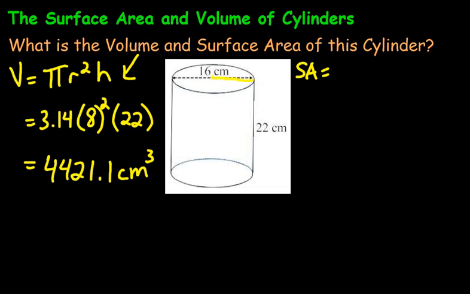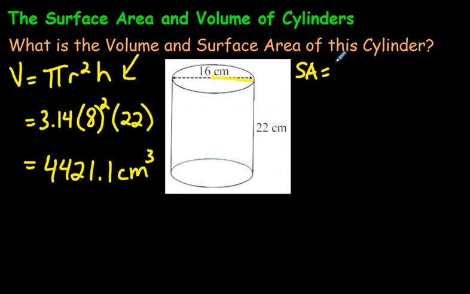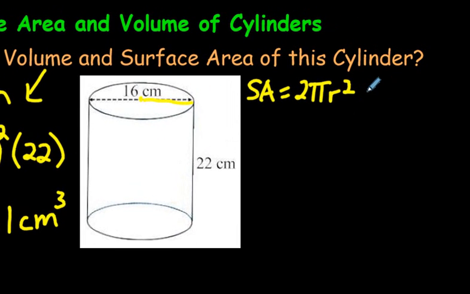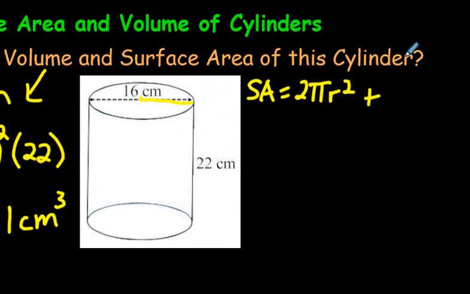Okay, surface area. What is the surface area of a cylinder? Let's look at the formula. 2 pi r squared, so let's write that down. 2 pi r squared, I'm afraid I'm going to run out of room, plus 2 pi r h. Am I going to run out of room? I'm going to have to just put the surface area part right there so that we have a little more room.